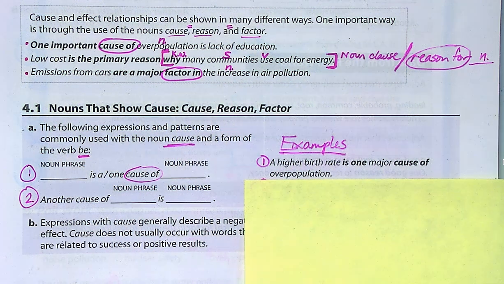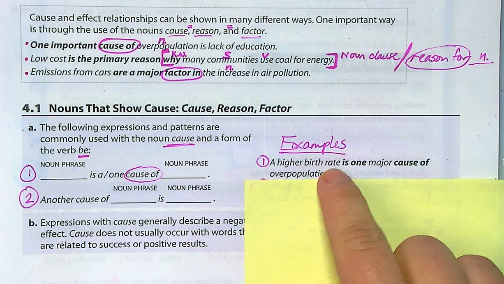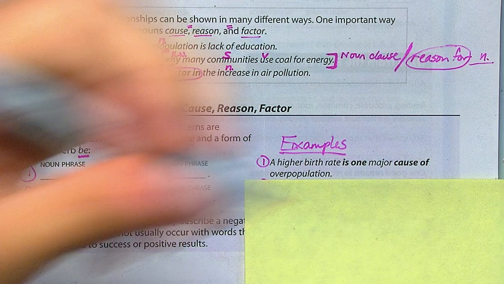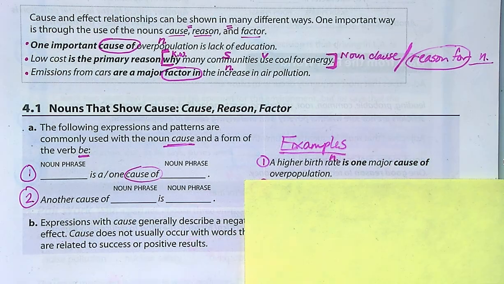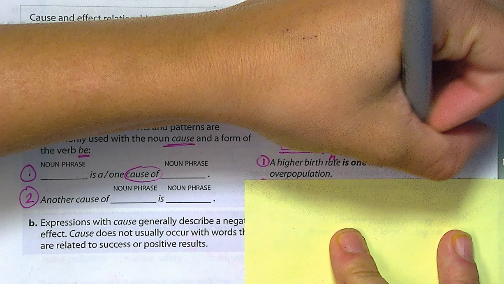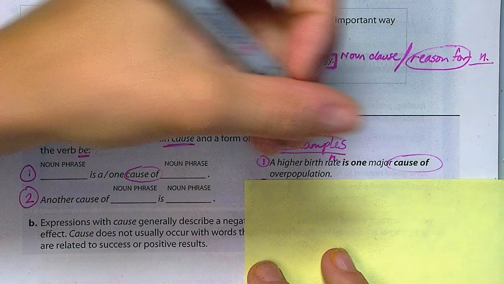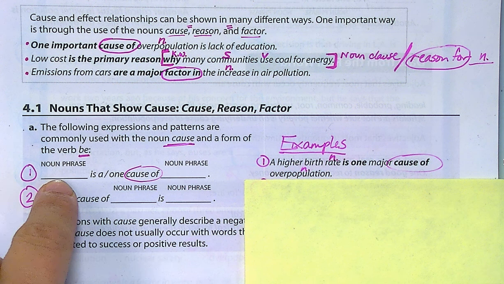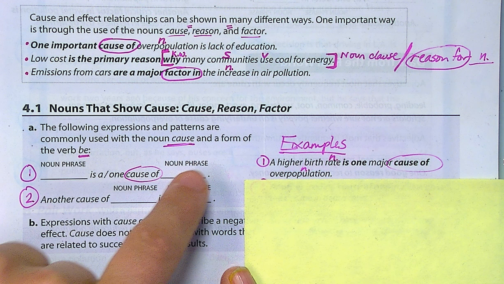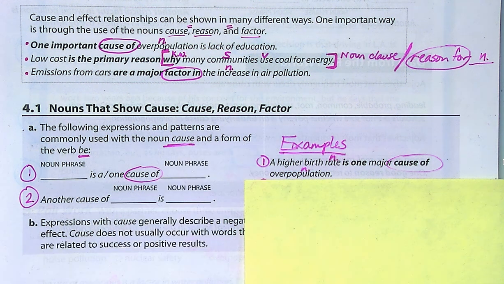We have 2 different patterns here on the left. Let's take a look at example number 1. We have birth rate. Birth rate is one of our nouns. Is one cause of, and here we have our collocation, and then we've got our second noun, overpopulation. So in this case, we've got birth rate is one cause of overpopulation. They're showing us pattern number 1.